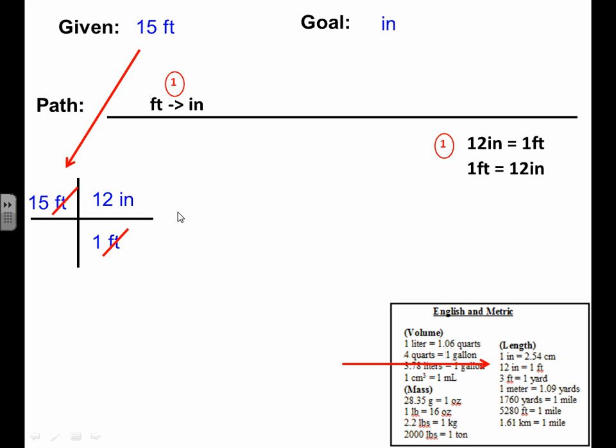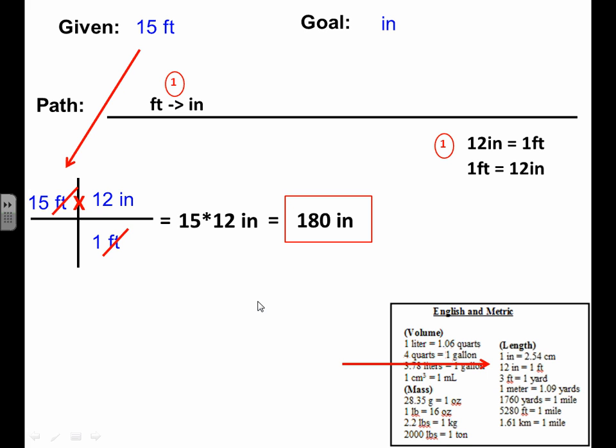So what we're going to do now is we just take everything on top and multiply it. So we're going to take 15 times 12 inches. And then realistically, we could divide by 1, but dividing by 1 is nothing. And there you go. You now know that 15 feet is equal to 180 inches. And you can see the entire process for doing so.